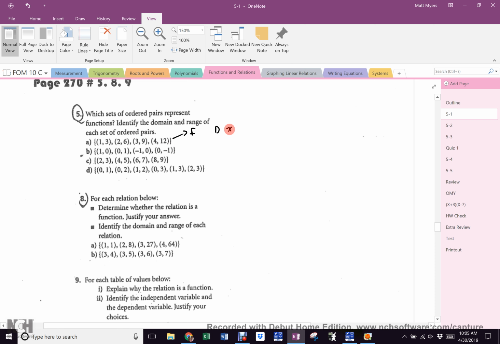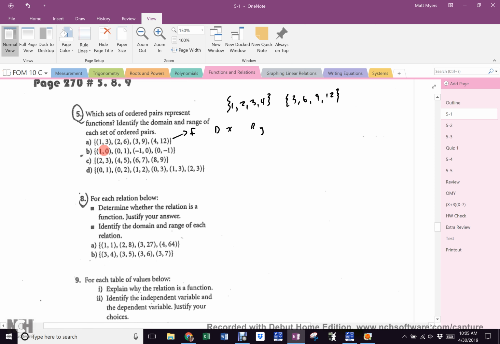The domain are all the x's. The range are all the y's. Can I do the arrow thing, or do I have to list them here? I have to list them because it's points. It's not a line. Everybody understands? So the domain is 1, 2, 3, 4. I cannot do the arrow thing because it's a series of dots on the graph. It's not a line. Everybody cool? And then the y's are, of course, 3, 6, 9, 12. Right? Okay. What about B?